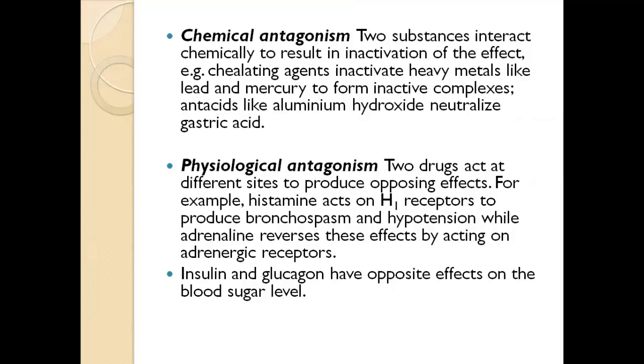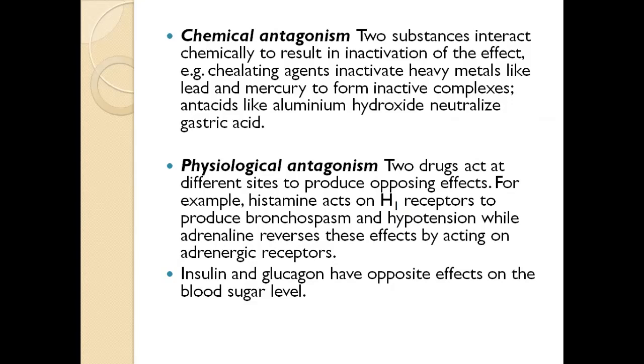Next, we see chemical antagonism. Two substances interact chemically to result in inactivation of the effect. Example, chelating agents inactivate heavy metals like lead and mercury to form inactive complexes. Antacids like aluminum hydroxide neutralize the gastric acid.